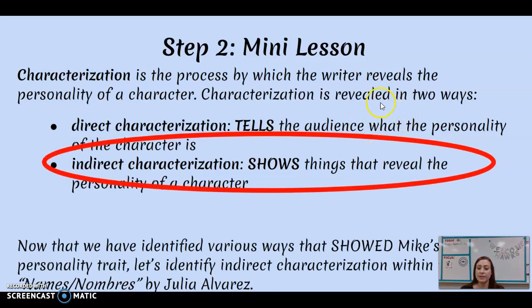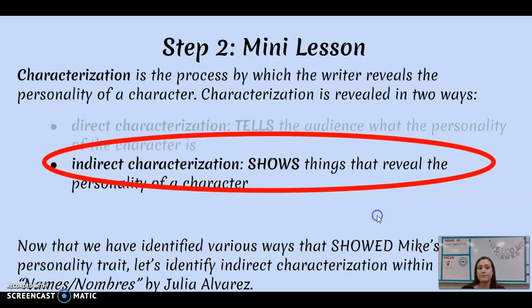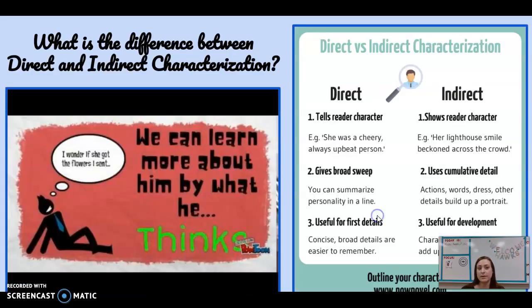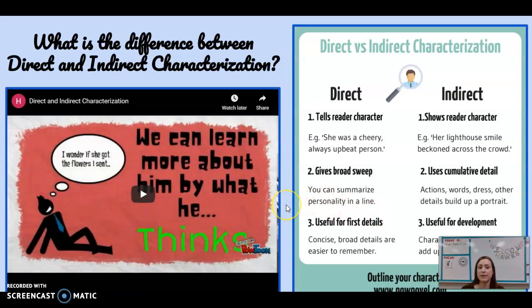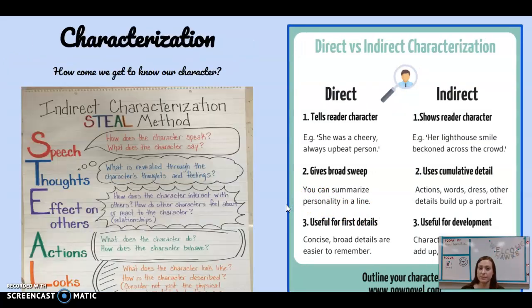So now that we've identified various ways that showed Mike's main personality trait, I want you to identify indirect characterization with the text Names/Nombres. All right, and here is some more information for you to go over in the link that is provided to you in your Google Classroom. It tells you more about characterization. You are going to need to become very familiar with the STEAL method of indirect characterization.